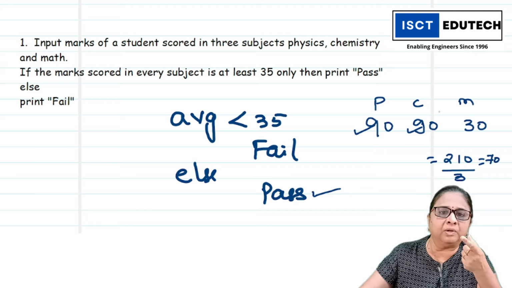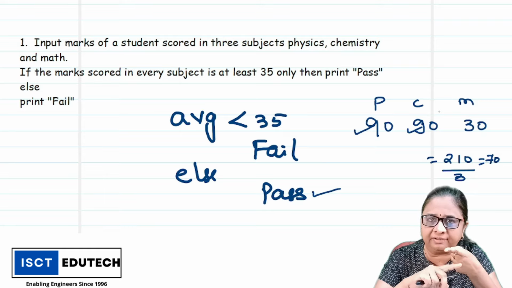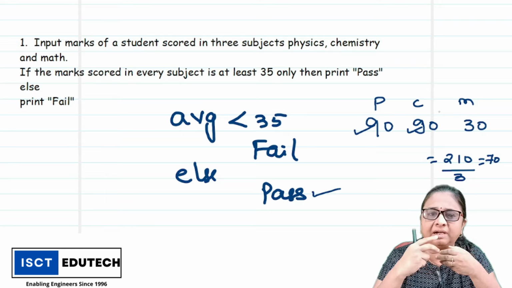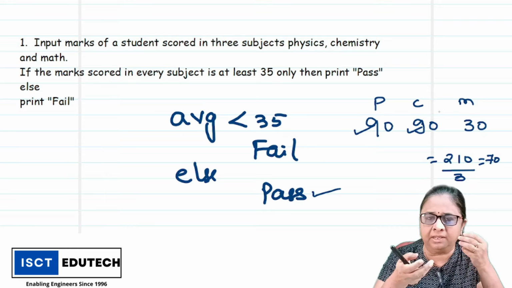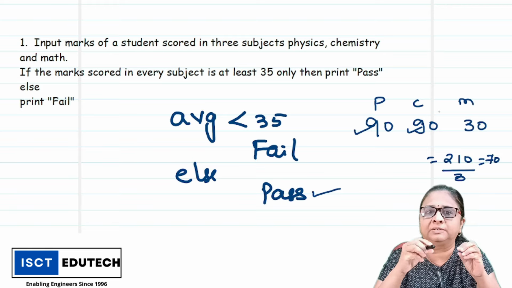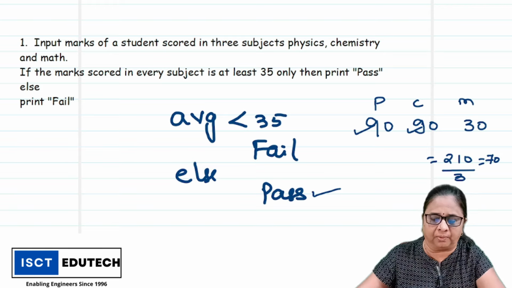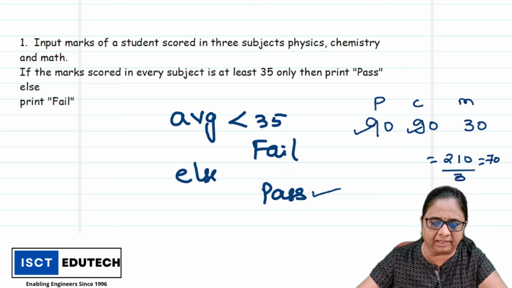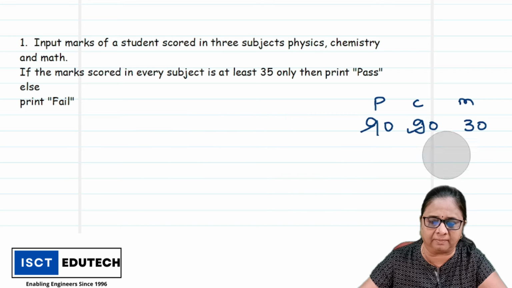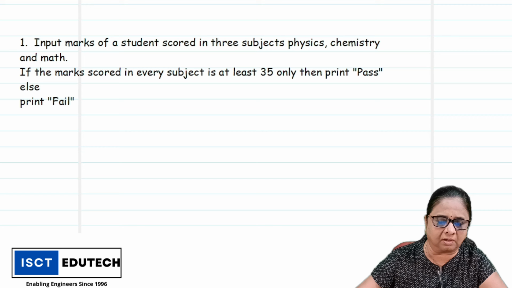How do I do it? One option is I can do it with nested if. But with nested if, we have to write many times the if-else statement. So a better way of doing it is by using the logical operator AND. How do we do it? So if I do it with the AND operator, I can simply write it in this manner. So we know the condition is all the statements, all the values must be at least 35.